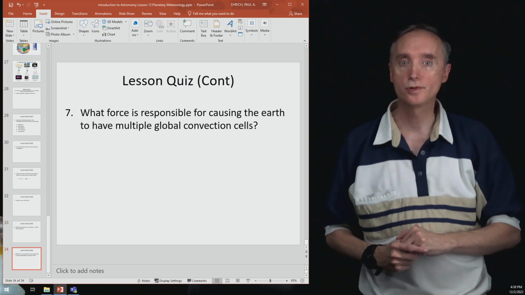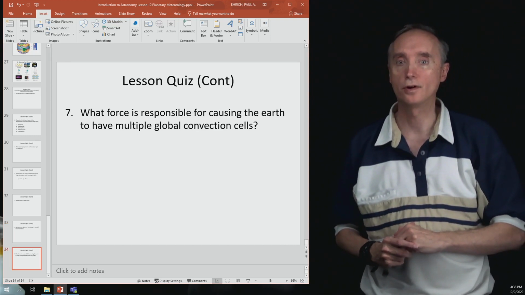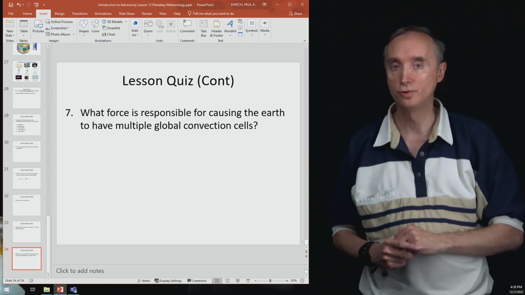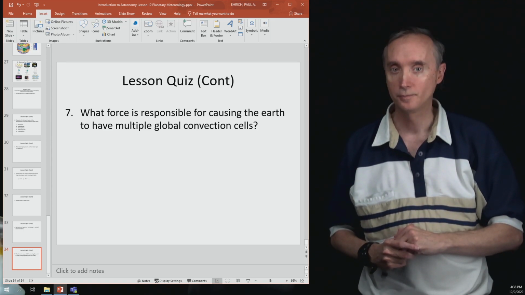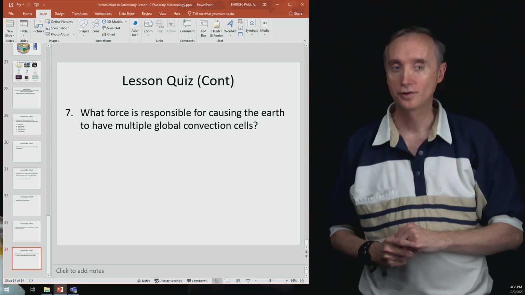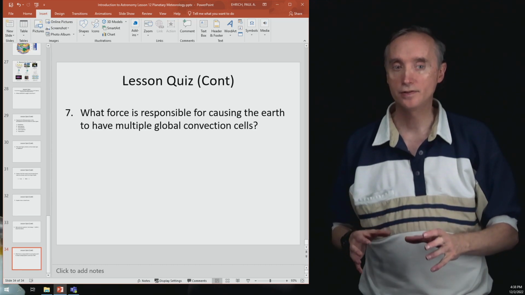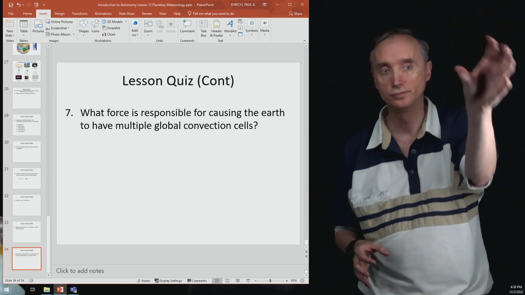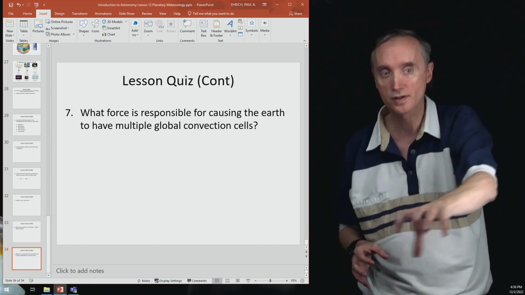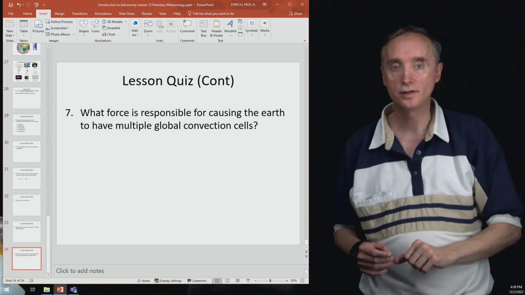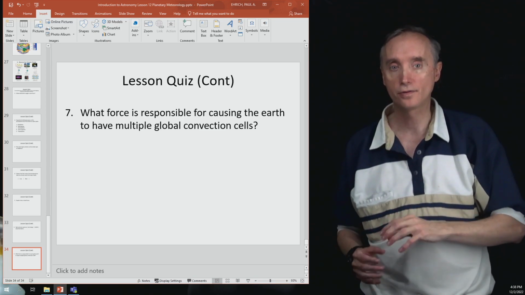What force is responsible for causing the Earth to have multiple global convection cells? Begins with a C. Coriolis. So the Coriolis force takes one convection cell in the north and one in the south and converts it into 3 in the north and 3 in the south.